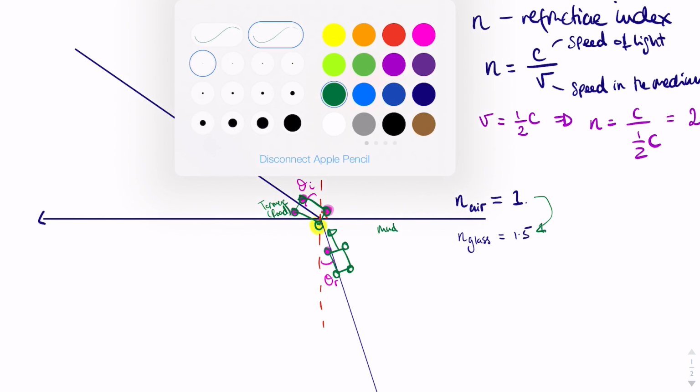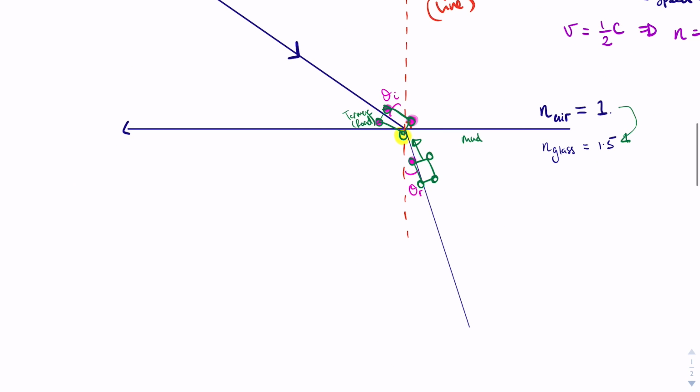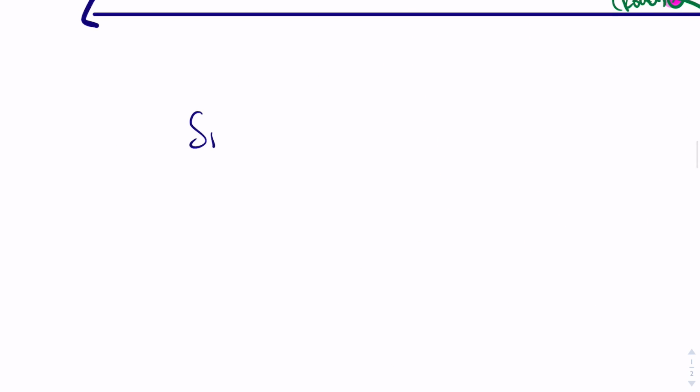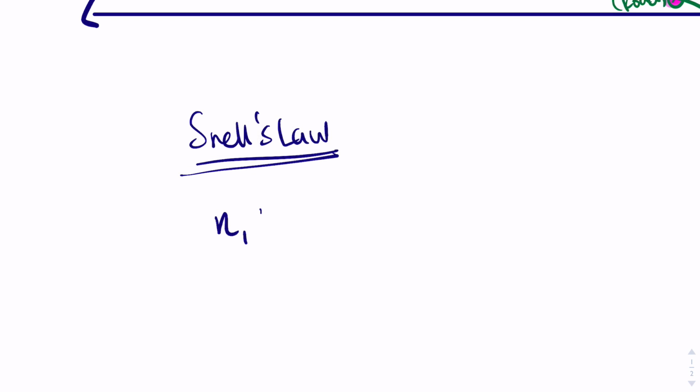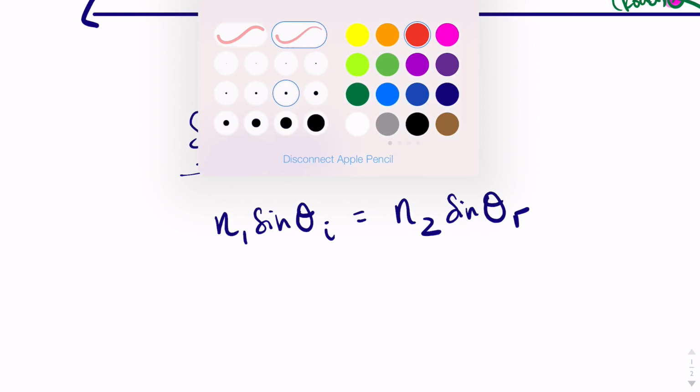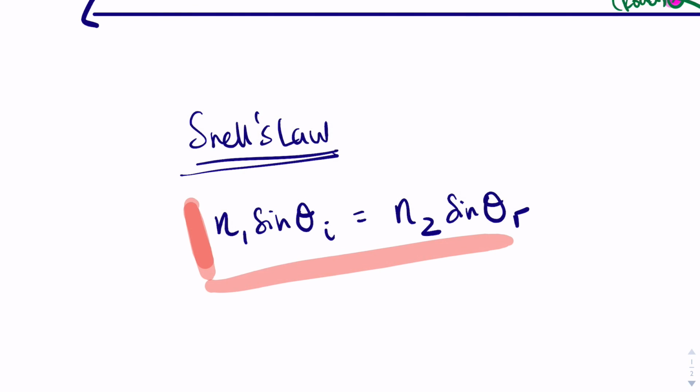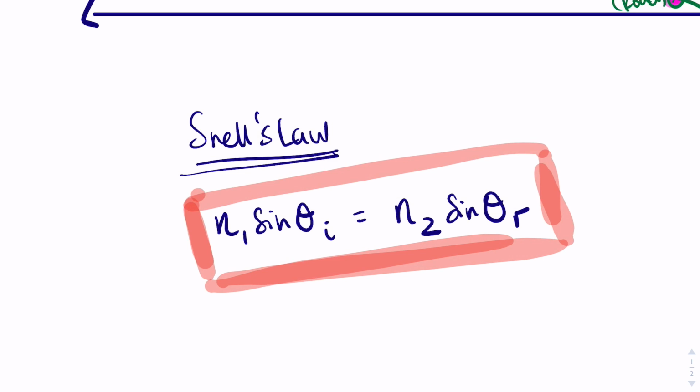So we end up with a law, and this law is called Snell's law. Snell's law states that the refractive index of medium 1 times the sine of the incident angle is equal to the refractive index of medium 2 times the sine of the refracted angle. And so this is our important formula to calculate either the angles or the refractive indexes of the medium.